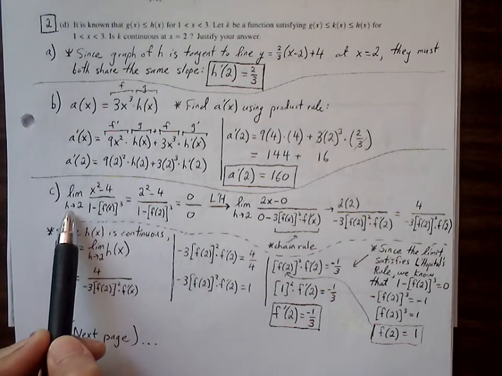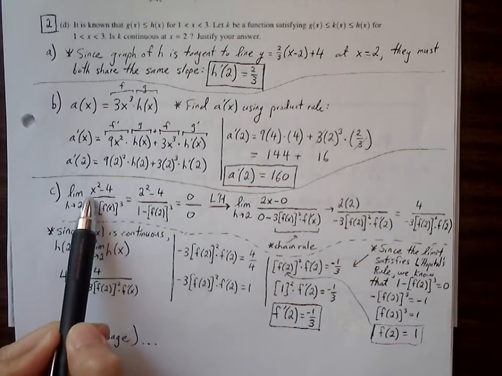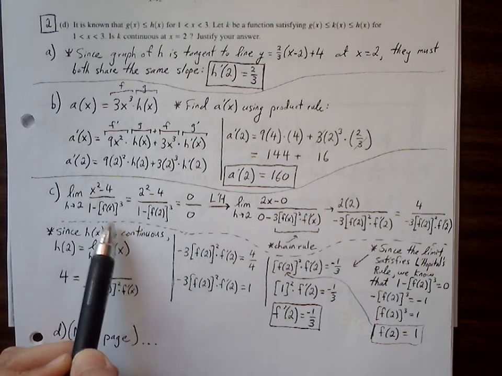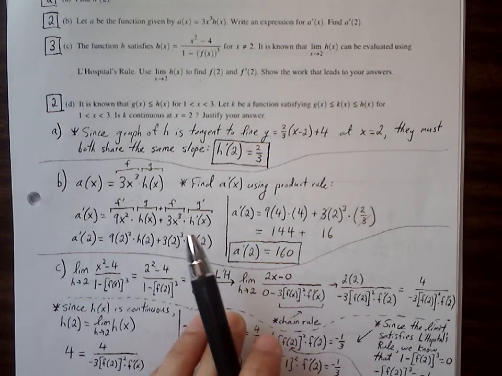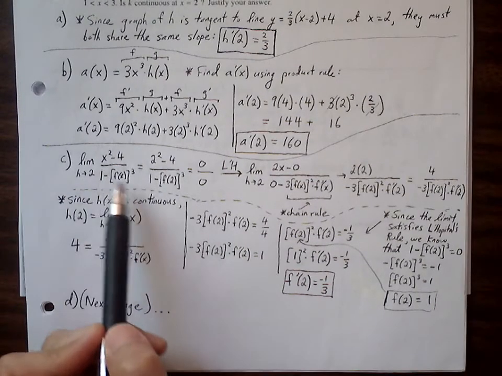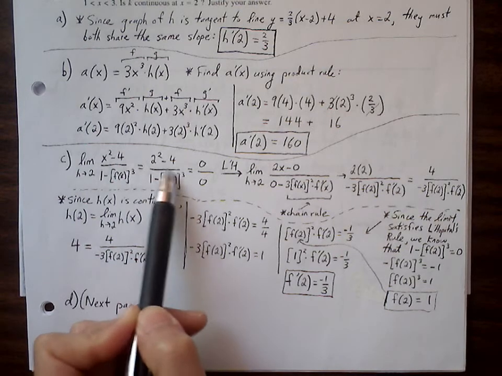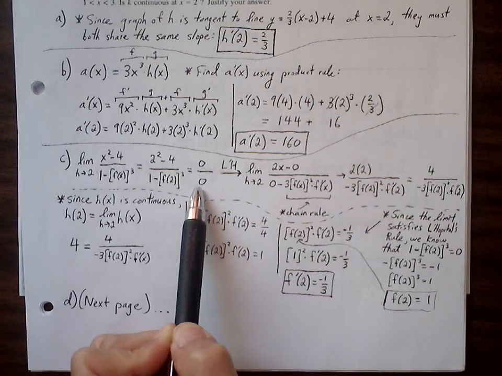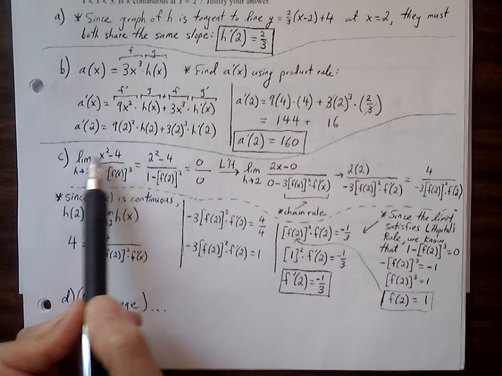Alright, so let's try to evaluate the limit first. We're just going to plug 2 in for all the x's and see what we get. We get 2 squared minus 4, which is 0. f of 2 is what we're looking for, so 1 minus f of 2 cubed. It says that it's going to go through L'Hopital's rule, so we know this result must be equal to 0. So now we're going to jump to our next step, L'Hopital's rule, which is finding the derivative of the numerator and denominator.